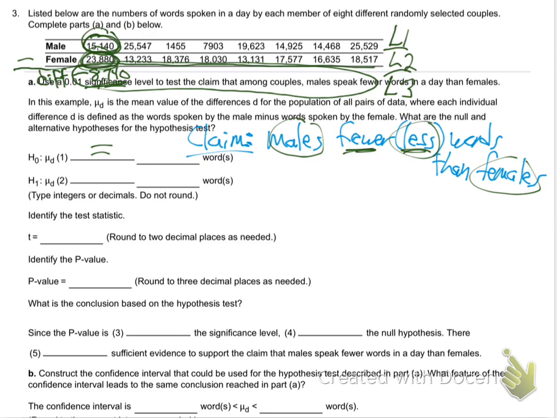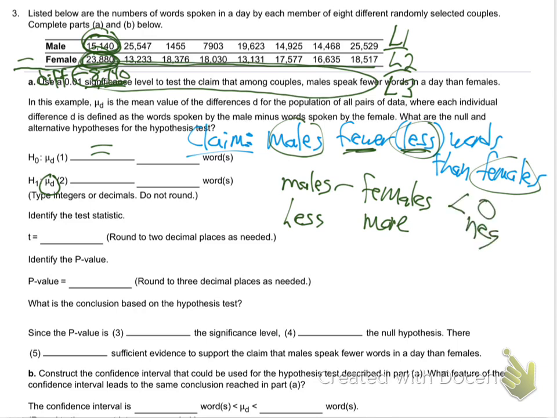And so we're claiming that the mean, the Greek mu, of the differences is, if the males are less, then males minus females. If this number is less and this number is more, then when you subtract them, you'll get something negative, meaning less than 0. If this male number is less than this, when you subtract, you get something negative. Less than 0 is another way of saying negative.